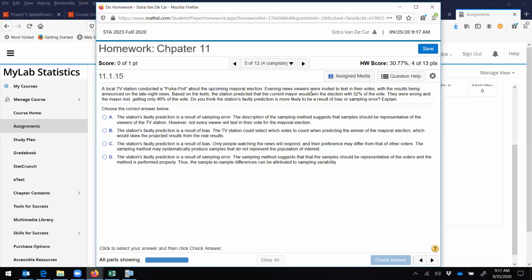All right. The evening viewers were invited to text in their votes. So this is a voluntary response bias. Only people watching the news will respond, and their preference may differ from that of other voters. So it's not representative of the population of interest.